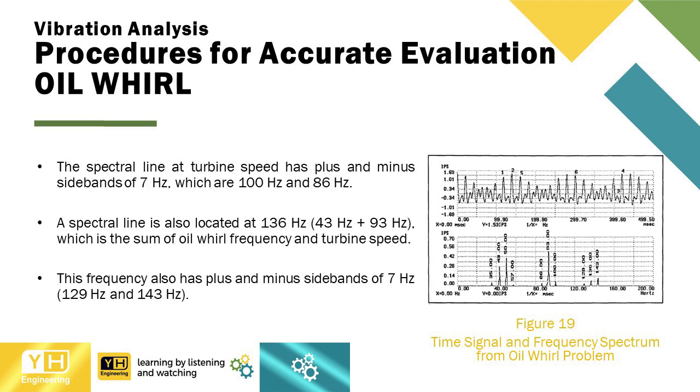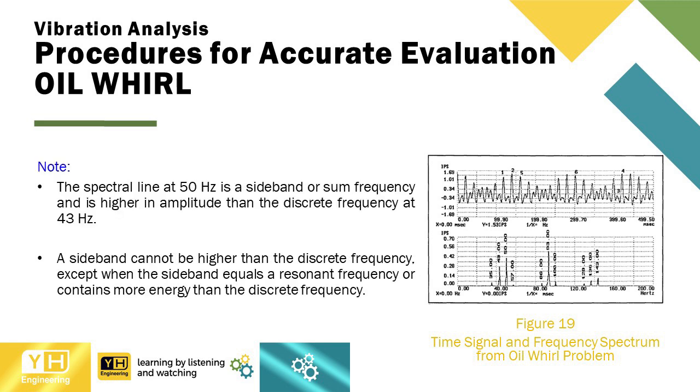The spectral line at turbine speed has plus and minus sidebands of 7 Hz, which are 100 Hz and 86 Hz. A spectral line is also located at 136 Hz or 43 Hz plus 93 Hz, which is the sum of oil whirl frequency and turbine speed. This frequency also has plus and minus sidebands of 7 Hz or 129 Hz and 143 Hz. Note: the spectral line at 50 Hz is a sideband of some frequency and is higher in amplitude than the discrete frequency at 43 Hz. A sideband cannot be higher than the discrete frequency, except when the sideband equals a resonant frequency or contains more energy than the discrete frequency.